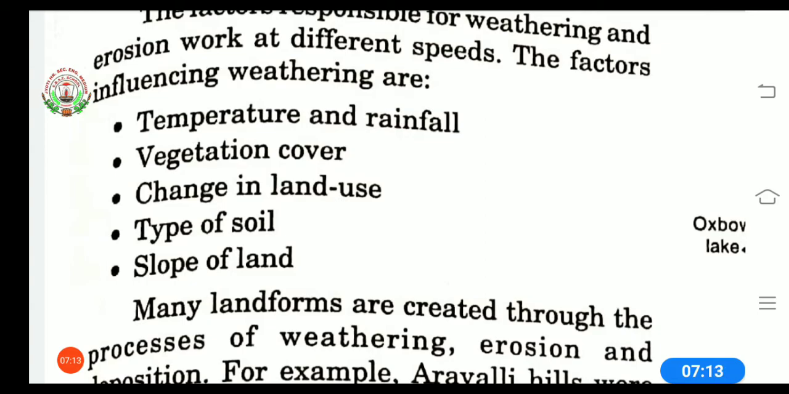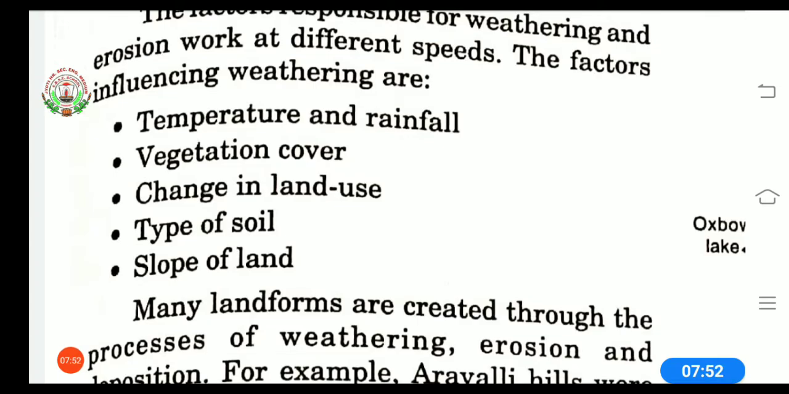Third, change in land use. Earlier that particular land was used for agriculture, and later it is used for building purposes or for making any kind of construction there, then it will be easily eroded. Next is type of soil. We have different types of soil, so erosion depends upon the type of soil. If that soil is dry, then it will be easily eroded.